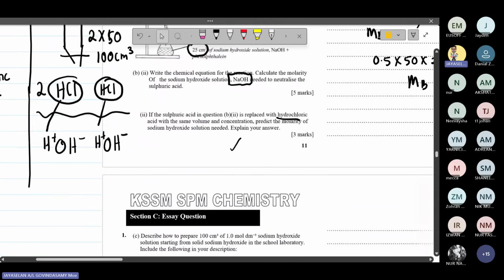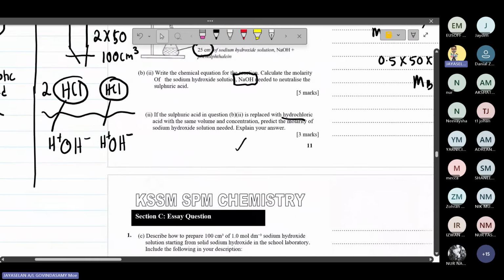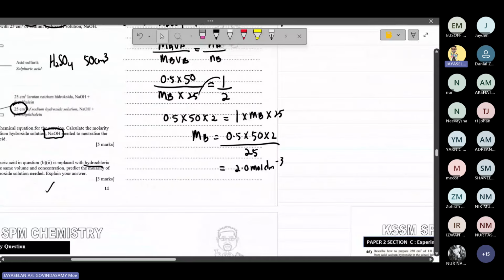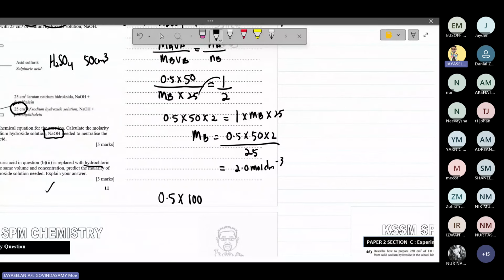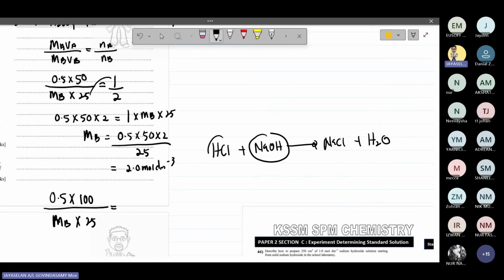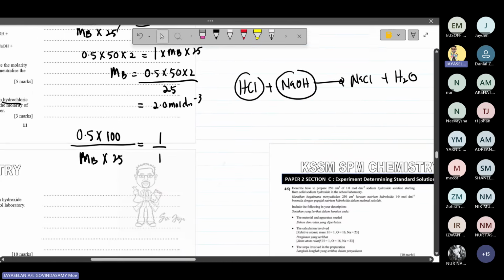Okay, now what you do, so you need to explain, right? Any questions so far? No question, right? So kamu tukar sini je. Kamu tukar the concentration 0.5. Okay, the volume is 100, 2 kali, right? And the MB we don't know. The volume of potassium hydroxide is 25. Okay, then you try to do the equation. Hydrochloric acid react with sodium hydroxide. Kamu akan dapat apa? Kamu akan dapat NaCl plus H2O, right? Balance, right? Ini satu, satu.